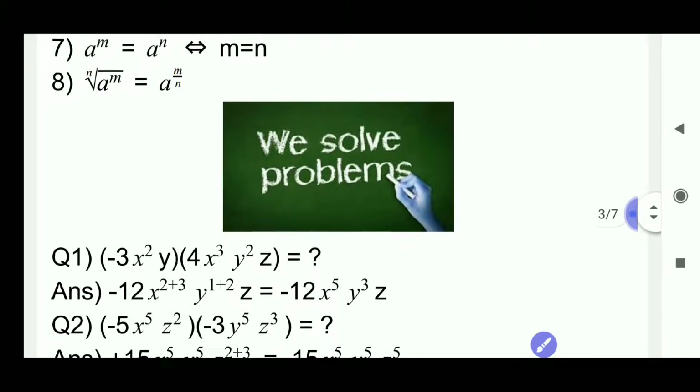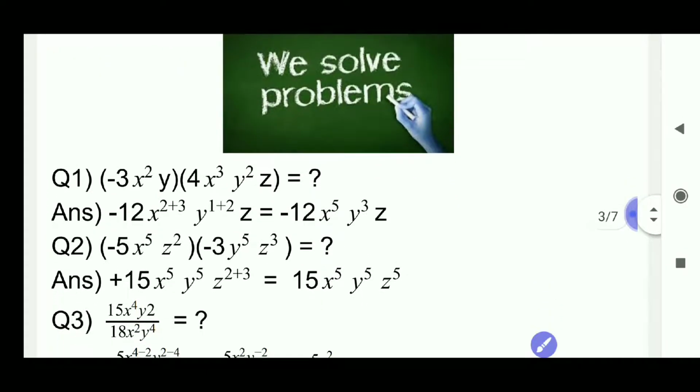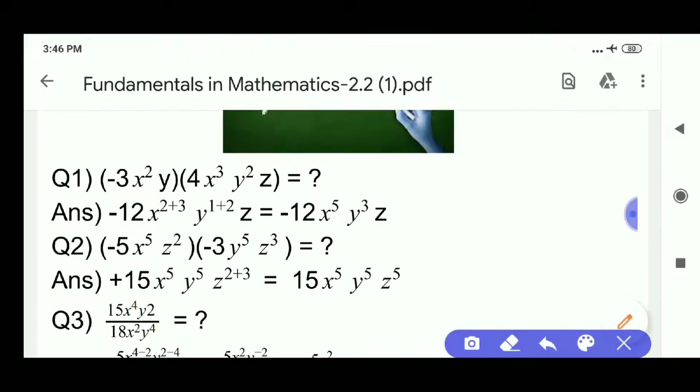Let us solve a few problems. Question number 1. Minus 3x square y into 4x cube y square z. First we have to multiply the signs. Here the sign is negative. Here the sign is positive. Minus into plus becomes minus.